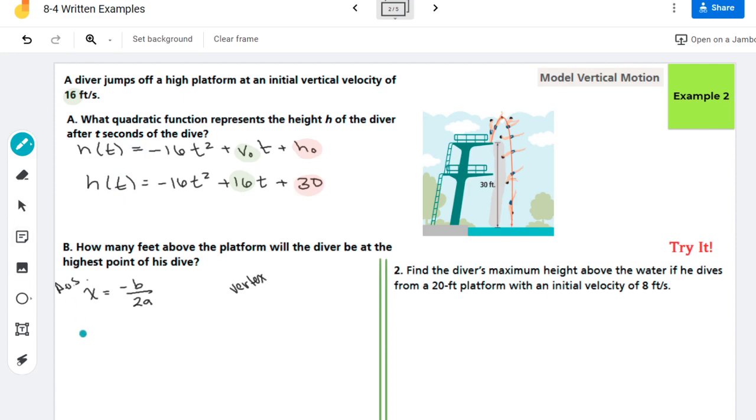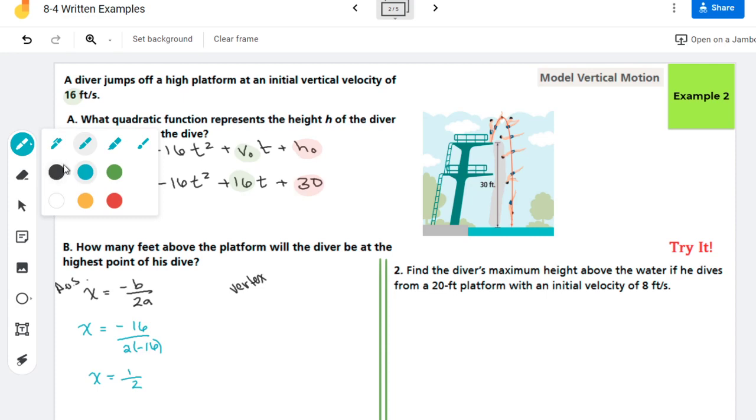So let's start with that axis of symmetry. I have x equals negative, my b value in this case is 16, over 2 times a, which is also negative 16. So the negative 16 and negative 16 here cancel each other out, leaving me with 1 over 2. So that is the x value of my vertex, and we'll talk about what that means in a second. In this case, it's the t value.